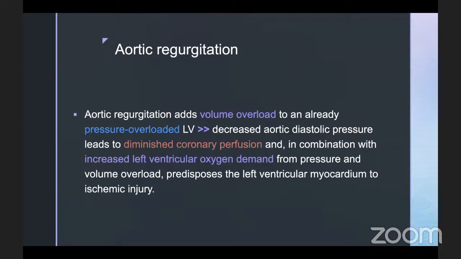Aortic regurgitation adds volume overload to the already pressure overloaded LV, which leads to decreased aortic diastolic pressure and diminished coronary perfusion. In combination with increased left ventricular oxygen demand from the pressure and volume overload, this predisposes the left ventricular myocardium to ischemic injury.